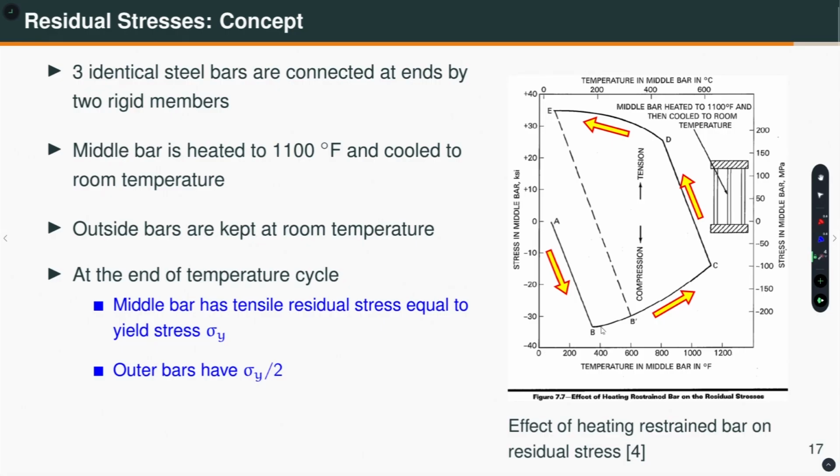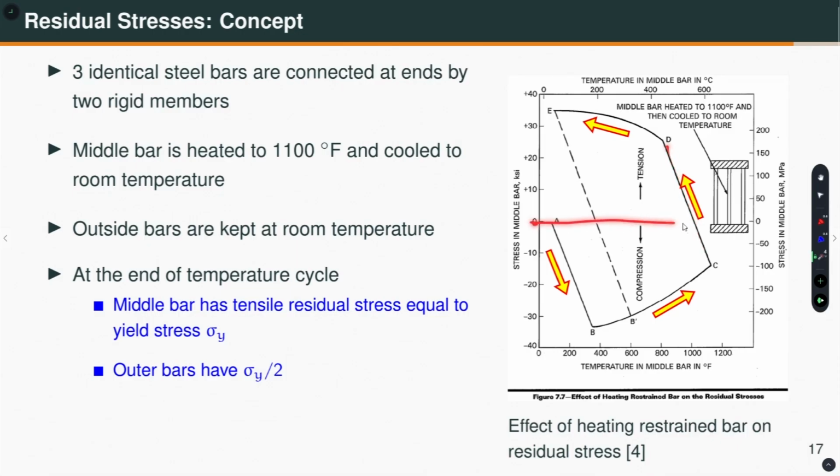Now, coming back. So, we are going like that, and this is, let us say, 1100 degree Fahrenheit. From here, I decide to cool it down back to the room temperature. Then what happens? The middle bar will unload elastically. That means this compressive stress in the middle bar will keep on reducing. Eventually, it will go into tension.